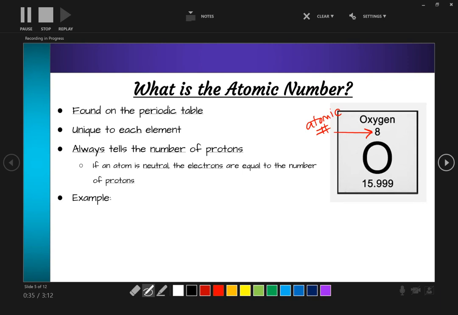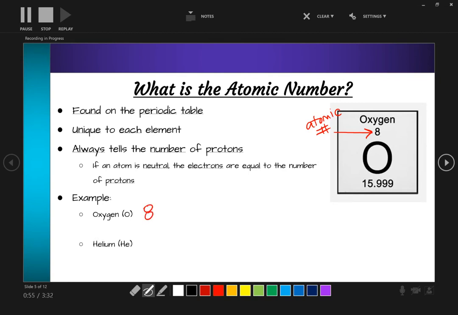Let's do some examples. So you will need your periodic table next to you. So the first element we're going to look at is oxygen. So here we have this one on the screen. Look at the top. What is the number above the symbol? That number is 8.